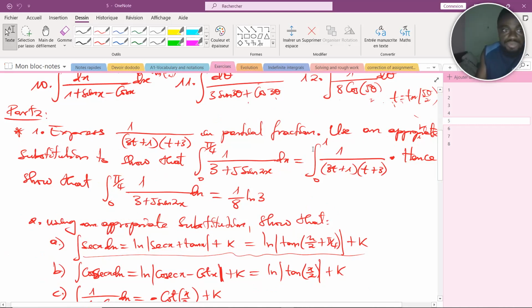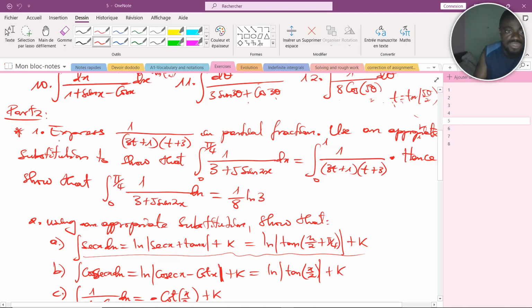Use an appropriate substitution to show that the integral from 0 to pi on 4 of 1 all over 3 plus 5 sine 2x dx equals the integral from 0 to 1 of 1 all over (3t plus 1) into (t plus 3). You understand? Hence, show that the integral from 0 to pi on 4 of 1 all over 3 plus 5 sine 2x dx equals 1 on 8 ln of 3. That's a very simple question.